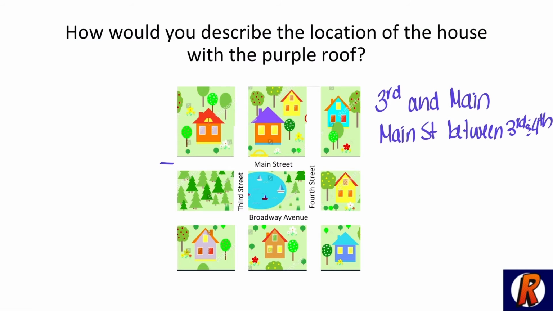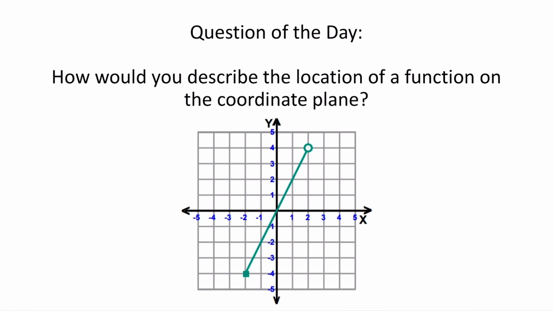Notice that you gave me an X direction and a Y direction when you described the location of the house, right? You didn't just say it was on Main Street, or just on 3rd Street. You gave me an X and Y direction, which is how we describe the location of a function. So that's really what we're doing when we're talking about domain and range.